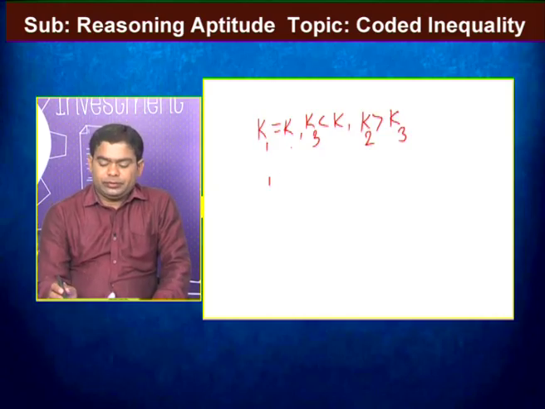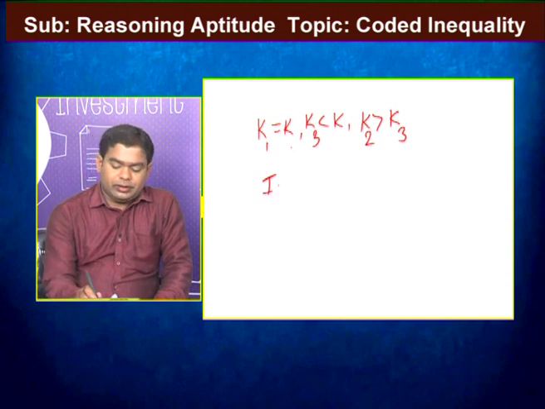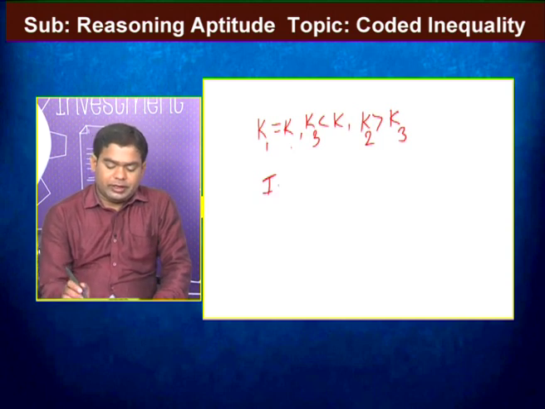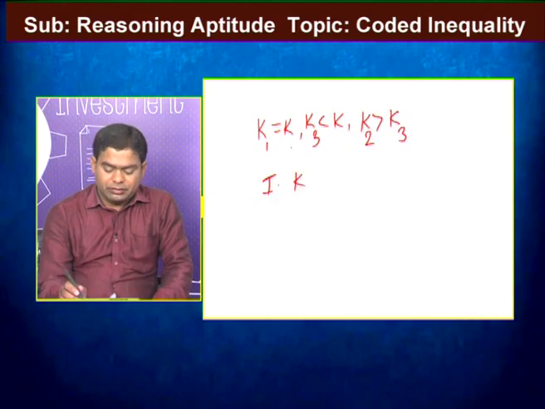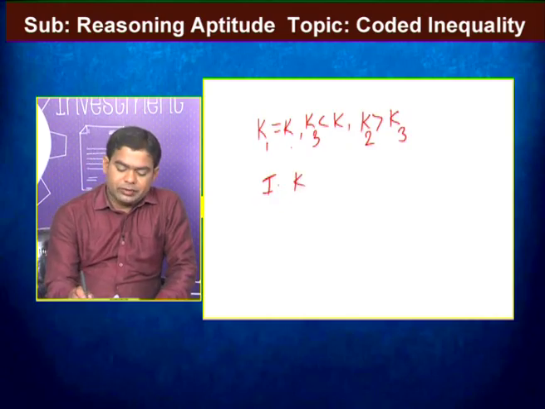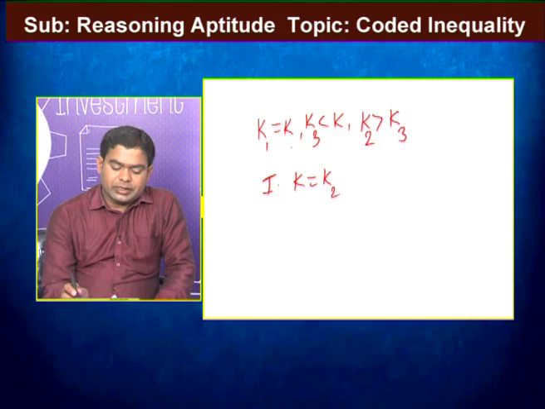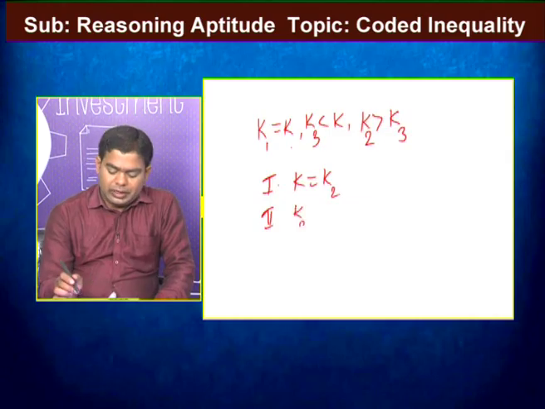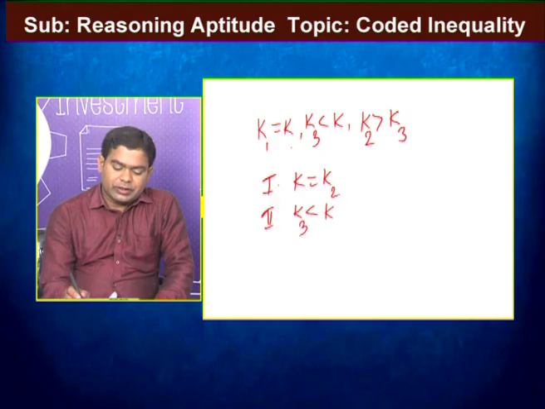So first of all, apply the inequalities for the given conclusions. Here conclusion 1 is K percentage K2. According to our question, percentage denotes equal, that means K equal to K2. Next, conclusion 2 is K3 star K1. Star is denoted less than, that means K3 less than K1.